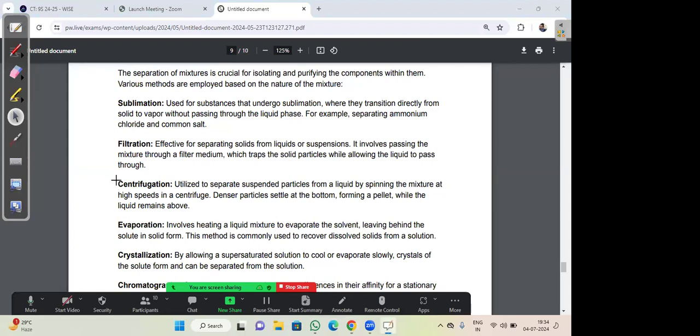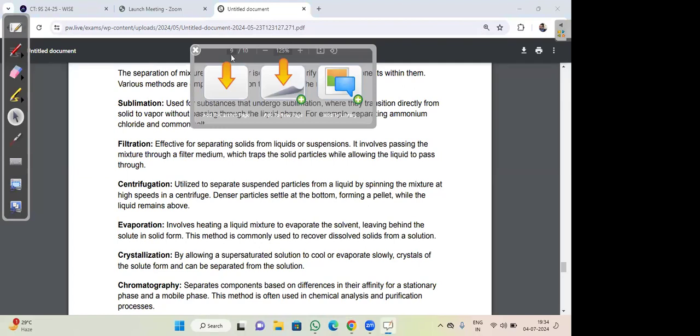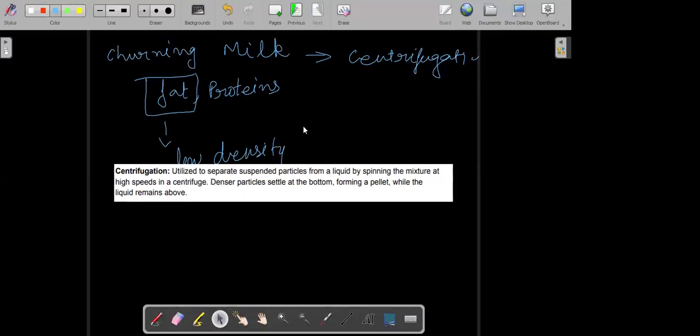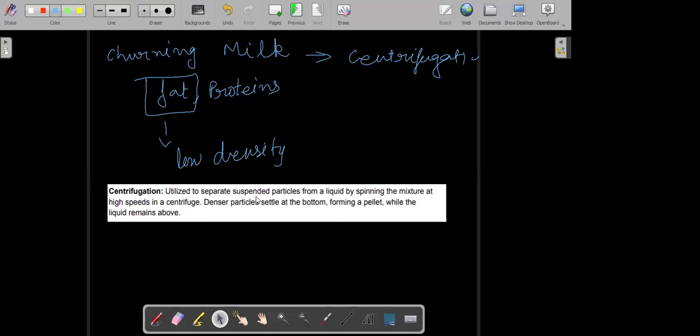Sir, what is the meaning of pellet? Okay, pellet means some solid substances which are insoluble in a liquid. For example, just after bathing, you can observe some solid particles in your bathroom which are along with the soap. They are also called pellets or scum.